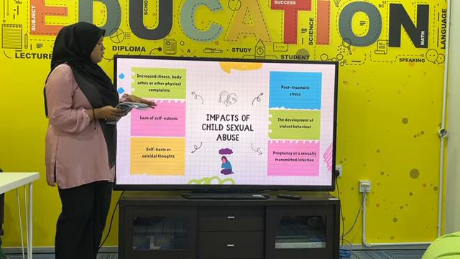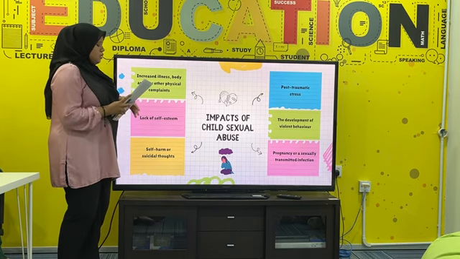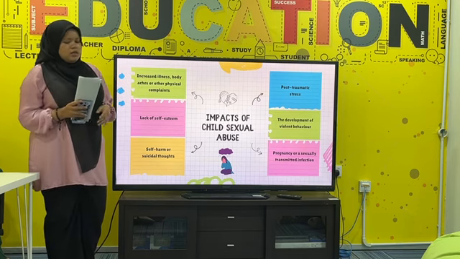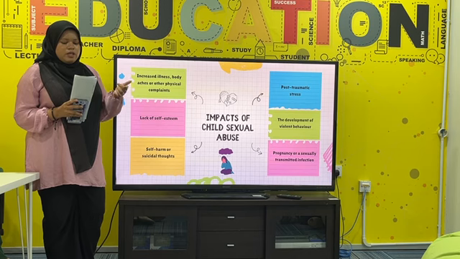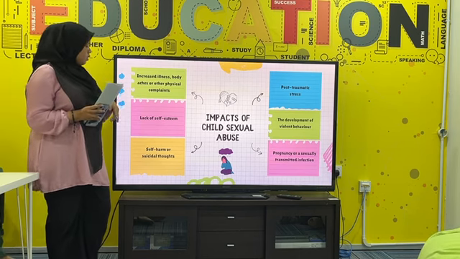These are the 6 impacts of child sexual abuse. First is increased illness, body ache or other physical complaints, such as cuts or bruises on the body, face or near the private area, also feeling pain in the private area.